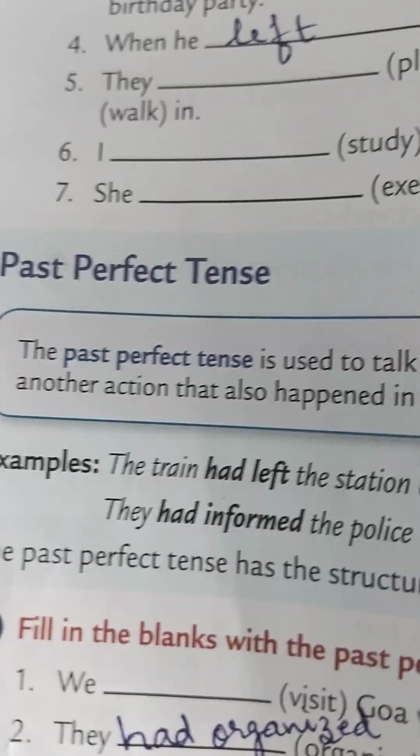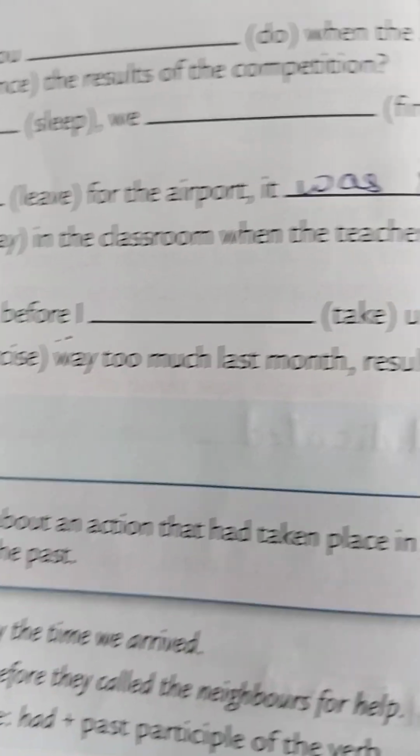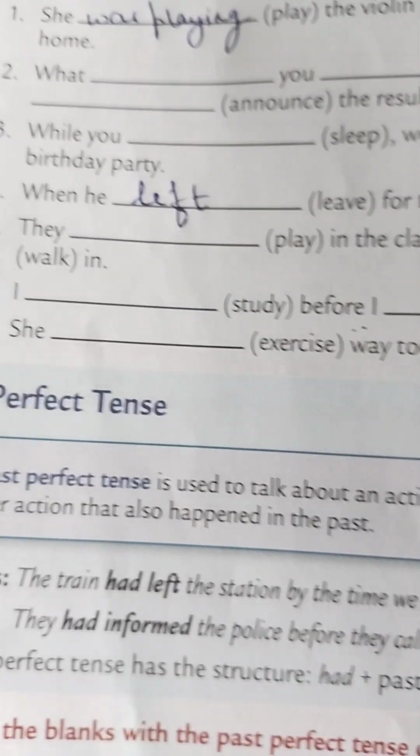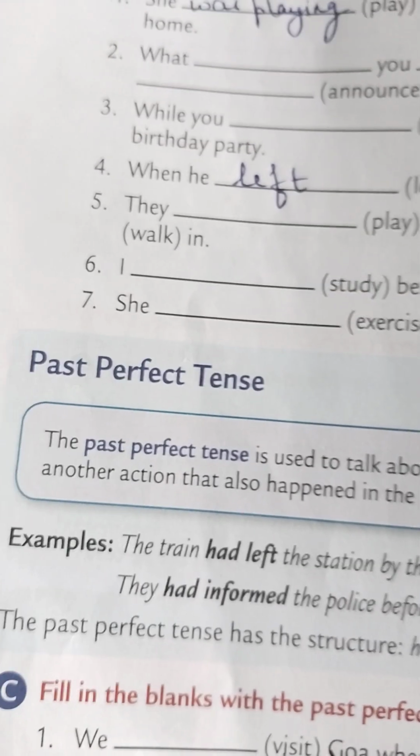Now next we have past perfect tense. Now past perfect tense, children, is used to talk about an action that had taken place in the past before another action that also happened in the past. Now in past perfect tense, children, two actions take place in the past.